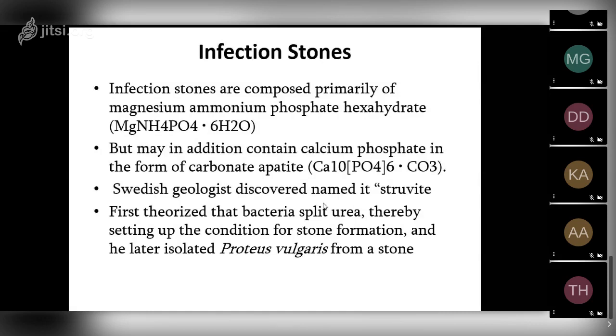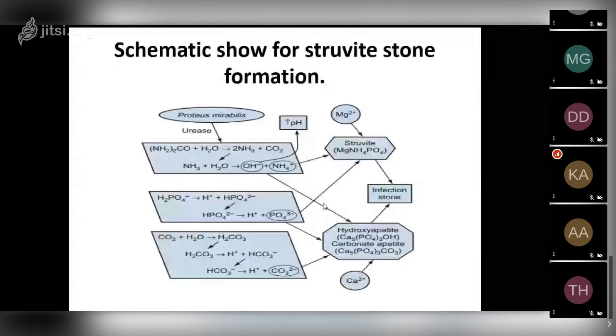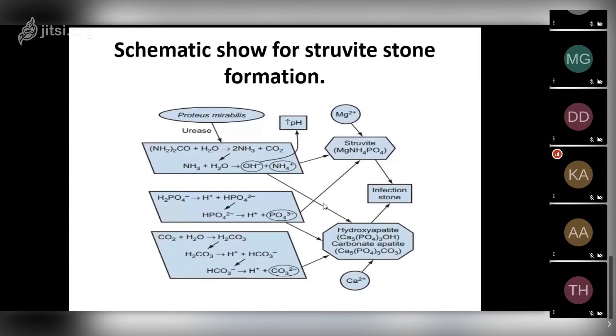Swedish geologists discovered the name struvite, and first theorized that bacteria split urea. The mechanism is that the bacteria split the urea, thereby setting up the condition for stone formation. Later, Brown isolated Proteus vulgaris from the stone. So this is a schematic representation of struvite stone formation.